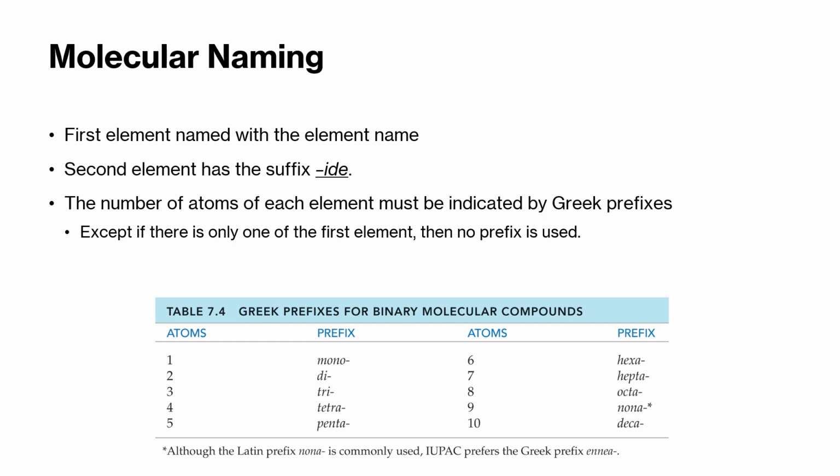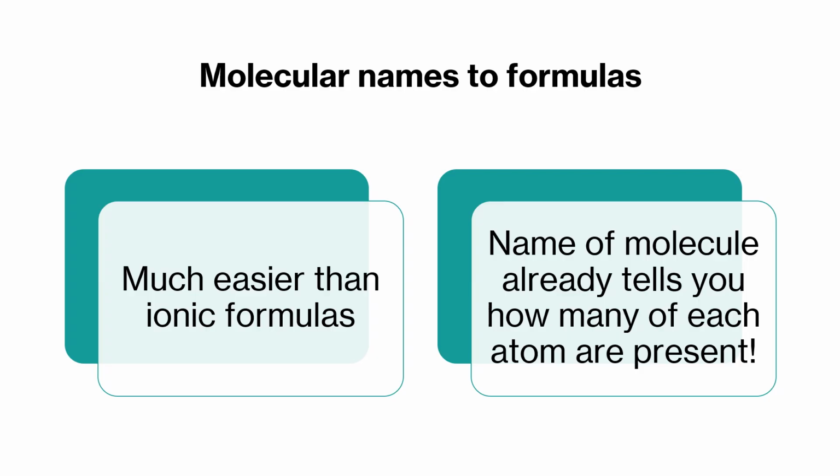Okay, once we've taken the formula and converted to our names, same as with ionic, we're going to have to take our molecular names and convert those to formulas. This is much easier than the ionic formulas because we don't have to be concerned about the charges. The name of the molecule already tells you how many atoms are present. Dihydrogen monoxide. Di means 2, hydrogen means there are 2 hydrogen, monoxide means there's 1 oxygen, so there are 2 hydrogen and 1 oxygen, H2O. Make sure that you are properly using the subscripts. And that's it for molecular.